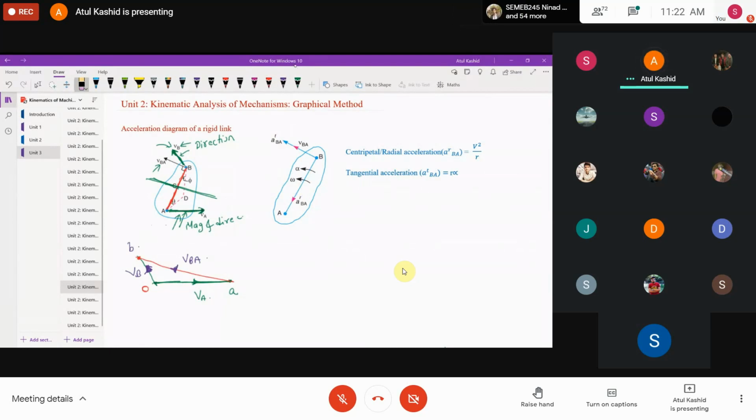Now to start, I will assume that I know the absolute acceleration of the point A. For example, it will be in this direction. And I also know the direction of the absolute acceleration of the point B, which will be in this direction.